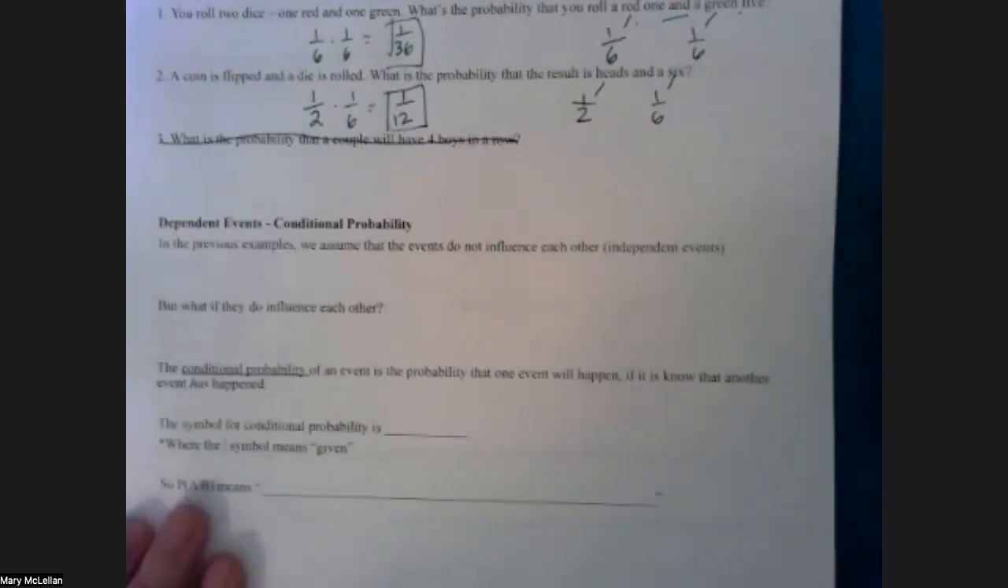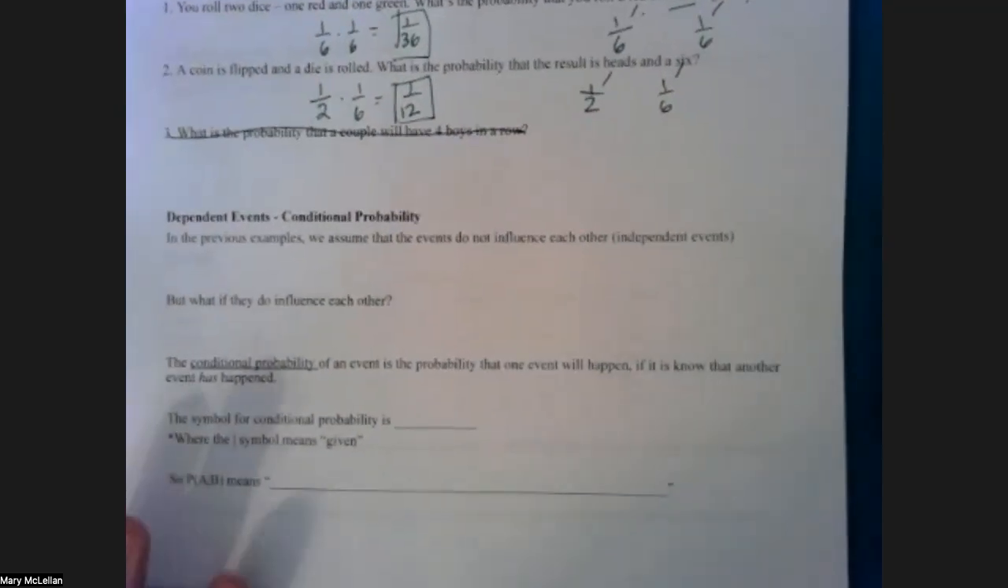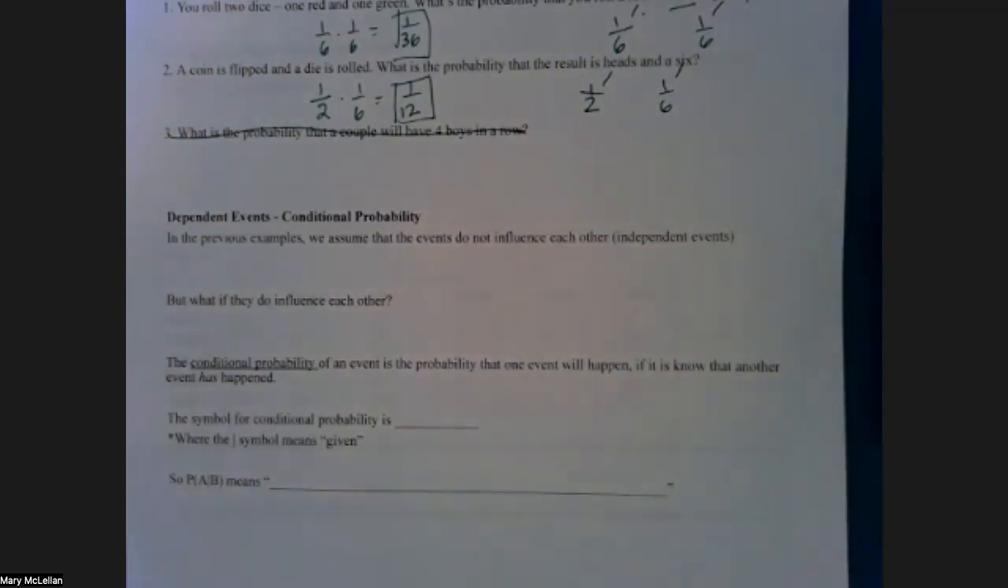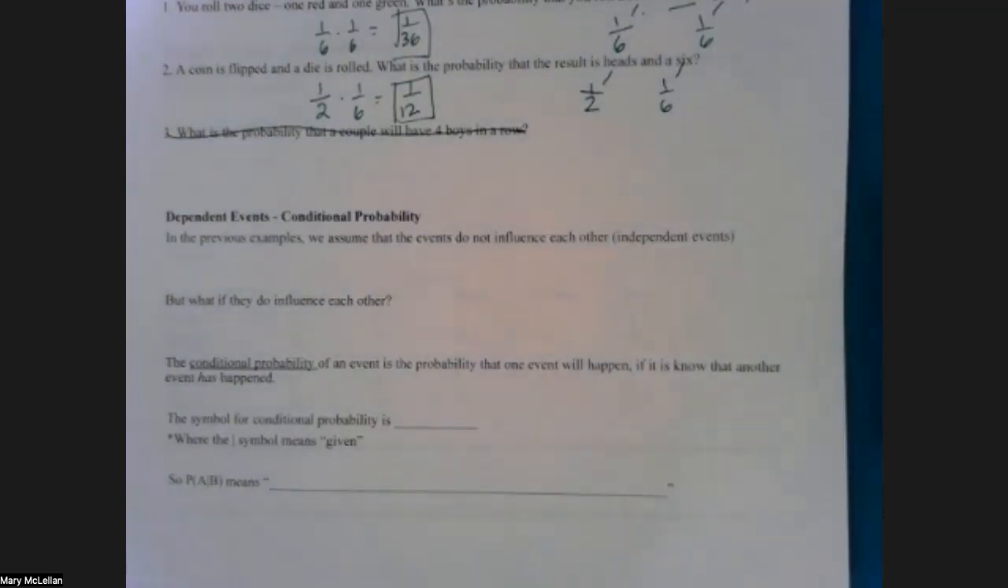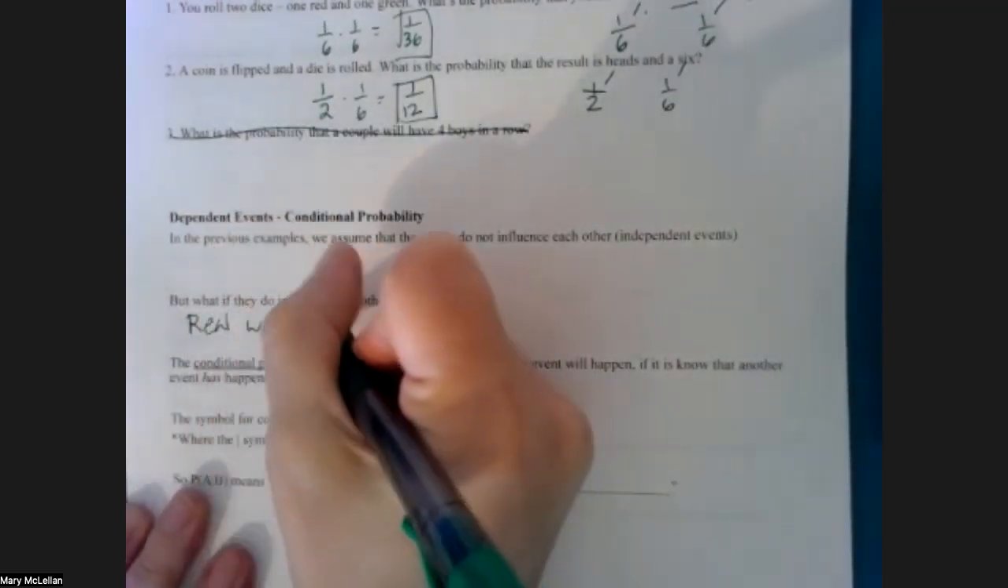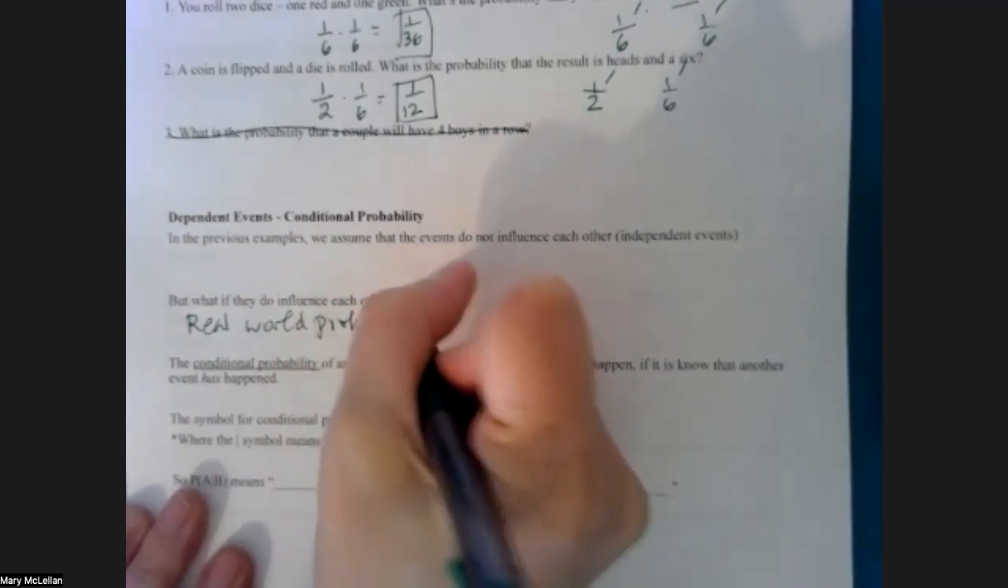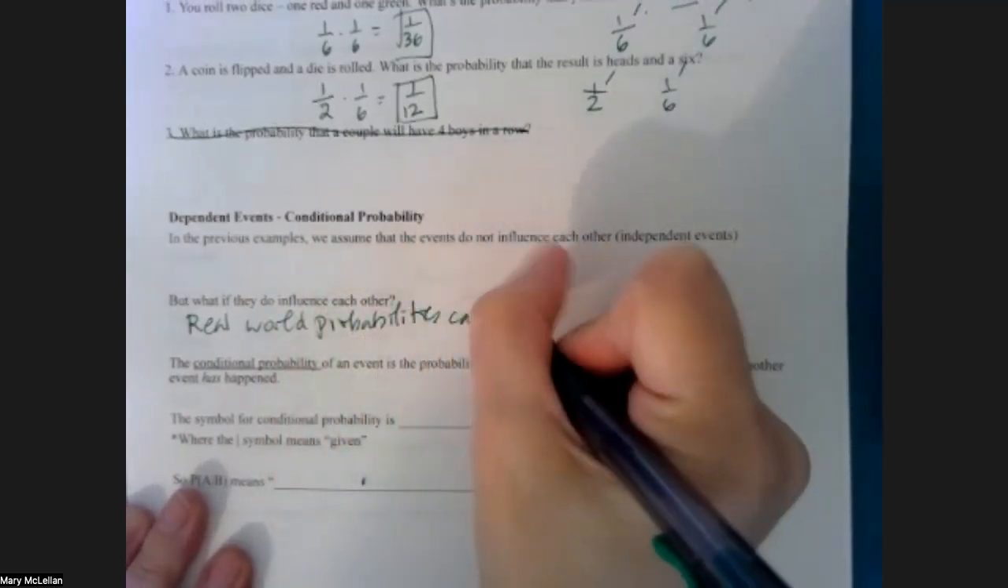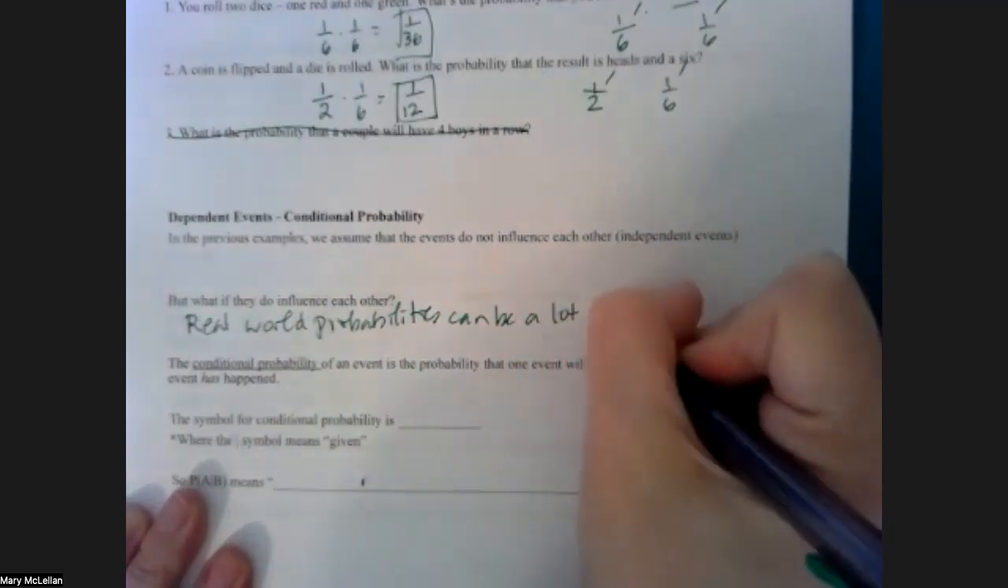Okay, next problem. Dependent events, conditional probability. In previous examples, we assume the events do not influence one another, meaning the events are independent. But what if they do influence each other? It happens to be that real world probabilities can be a lot trickier to navigate.